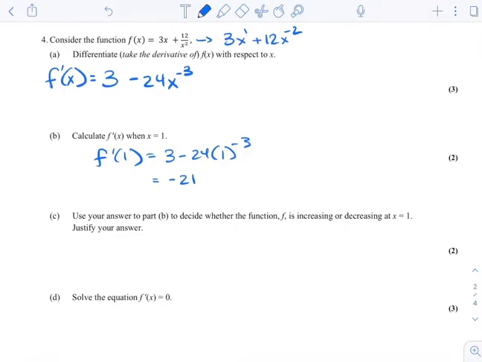Next one, same idea. Use your answer to justify whether it's increasing or decreasing. Decreasing because the slope is negative.